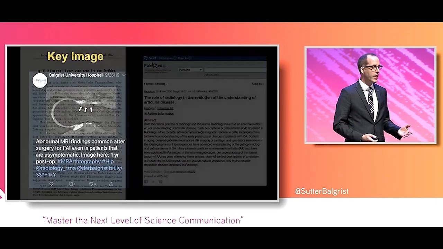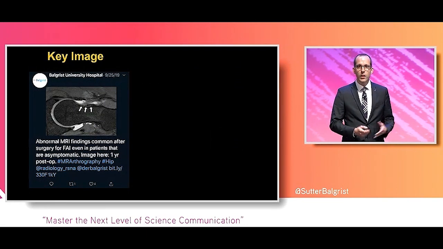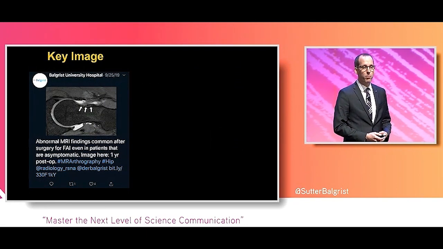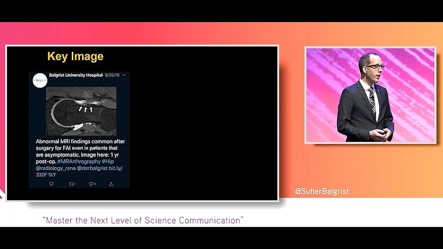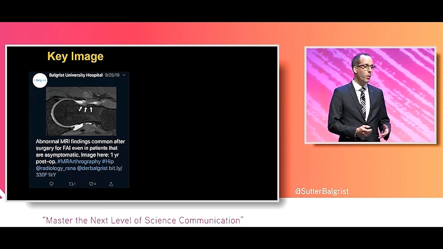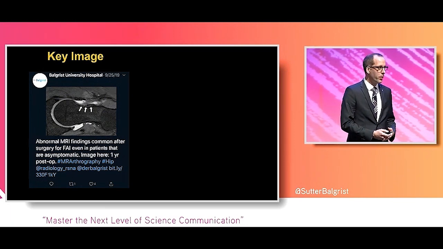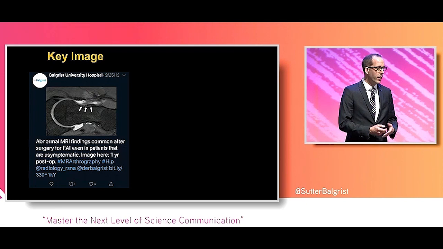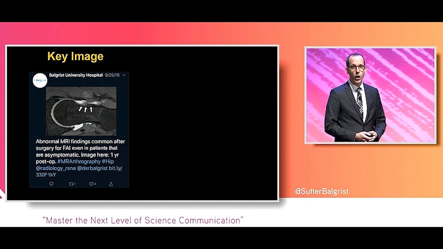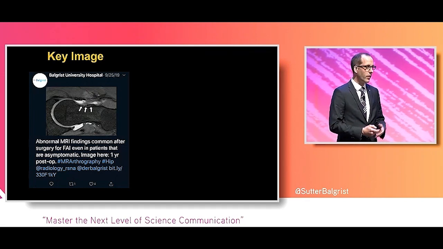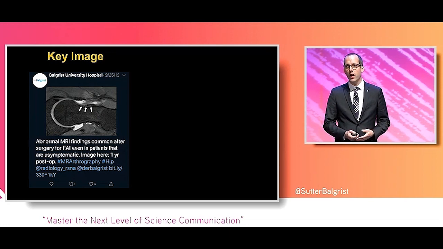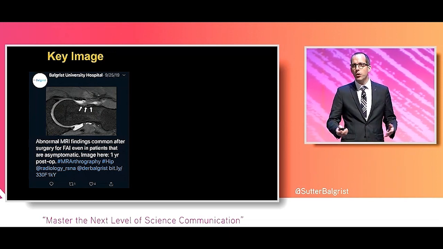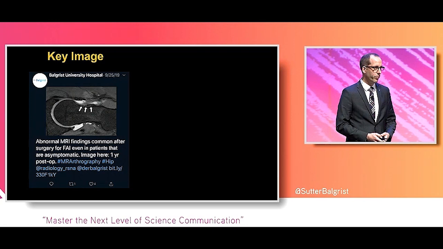The first is the key image. It's simple. You take the most instructive image from your paper and add a short description. In this example, we looked at postoperative MR arthrograms of the hip, and we found that abnormal findings at imaging were common after surgery for hip impingement in patients, even in those that did not have any symptoms. Key images are easily shared on social media, and you can even produce them on the go on your smartphone.